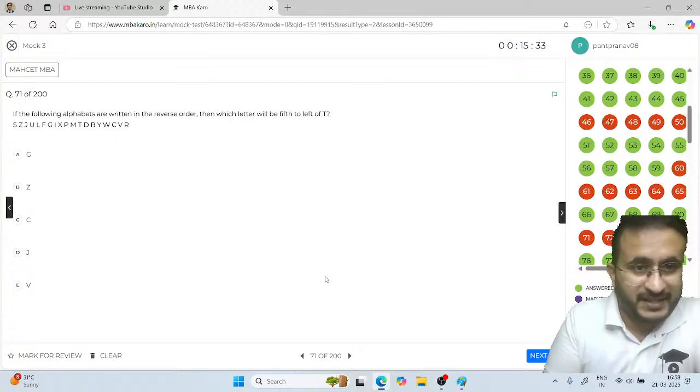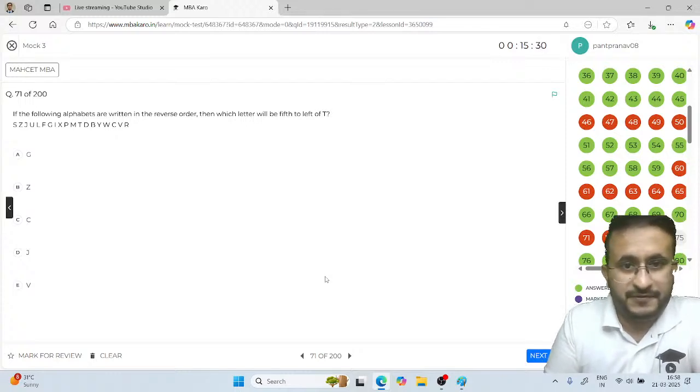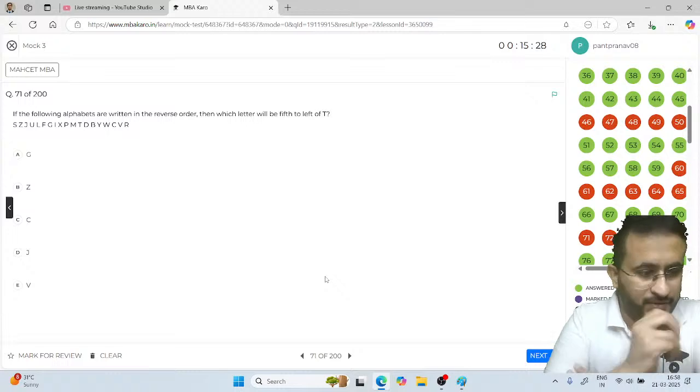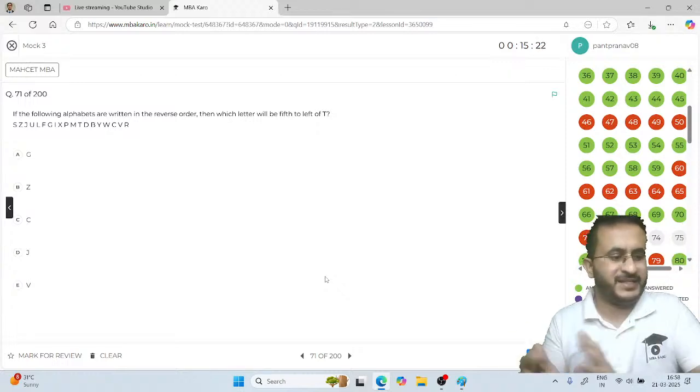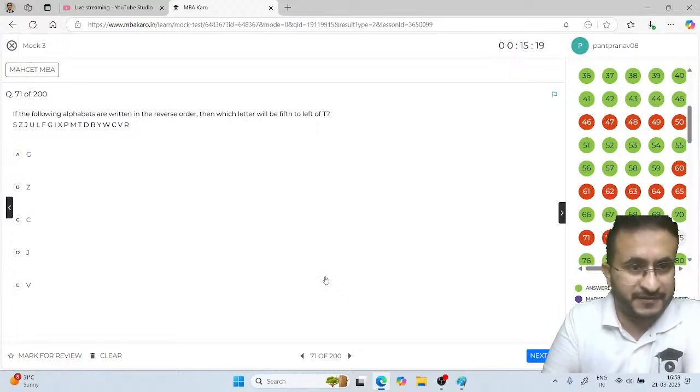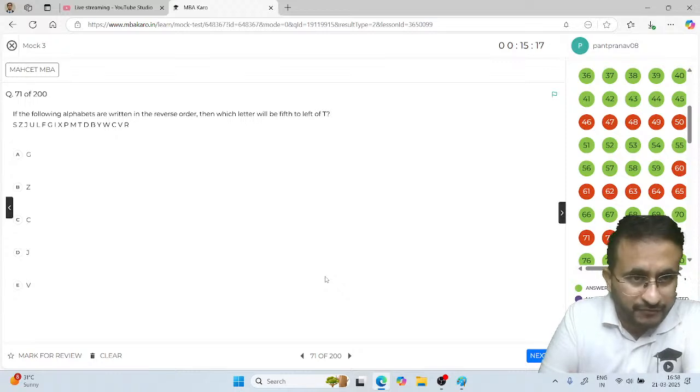If the following alphabets are written in the reverse order, which letter will be fifth to the left of T? This question is quite easy. It is saying fifth to the left of T. When you reverse it, basically it should now be fifth to the right of T. 2, 3, 4, 5. So the answer is C.